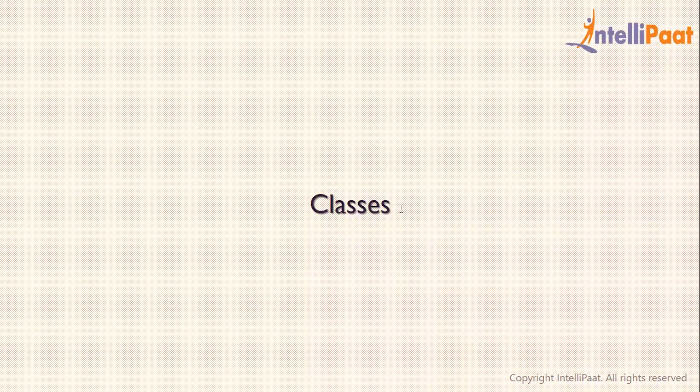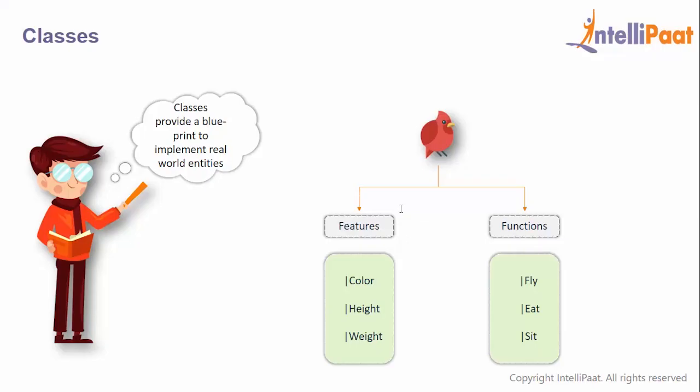Let's understand the concept of classes in Java. Simply put, classes provide a blueprint to implement real-world entities. A class in general has data and functions. This data is nothing but the features of an object, and functions are basically the actions performed by the object. So let's take a bird. It'll have some features associated with it, such as color, height, and weight. Along with these features, a bird can also perform certain actions, such as it can fly, it can sit, and it can eat. When you combine these features and functions together, you get a general template to describe a bird, and that is nothing but your class.